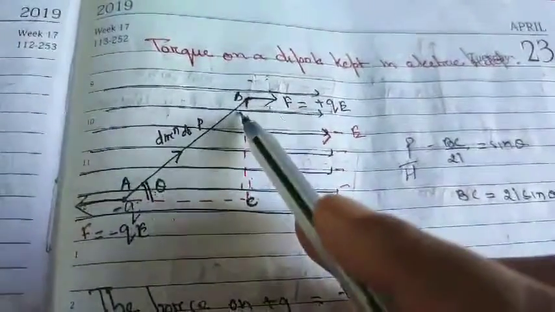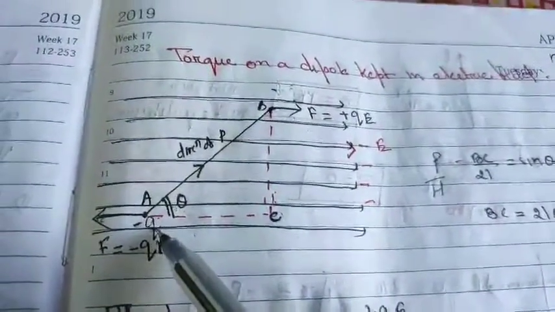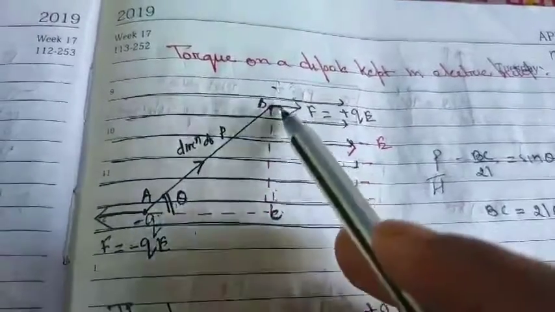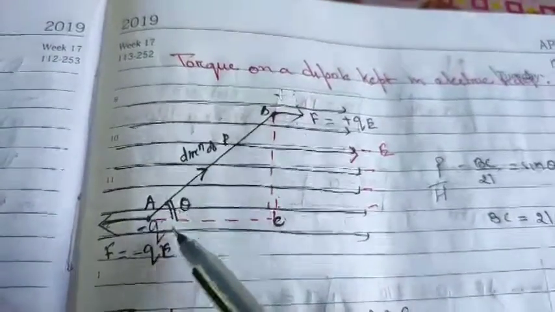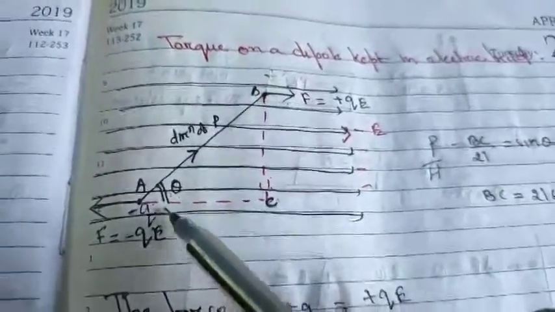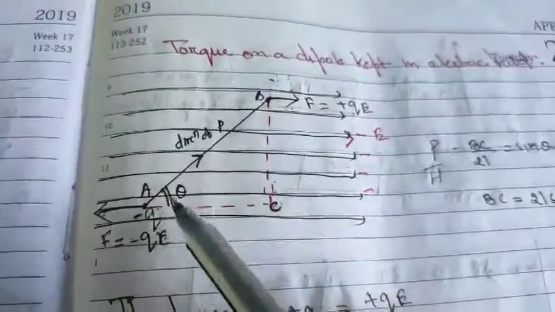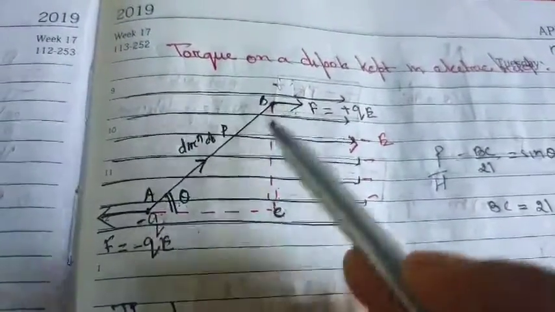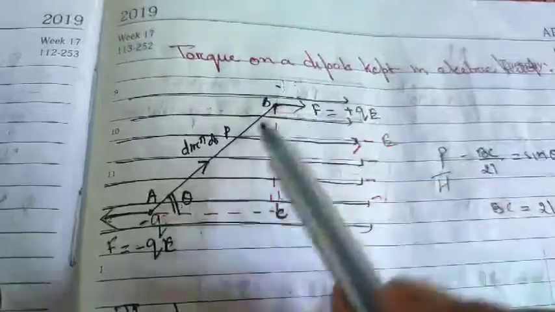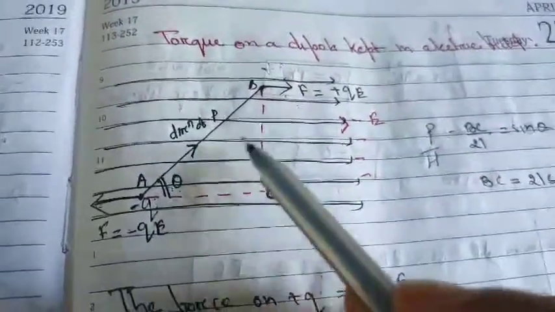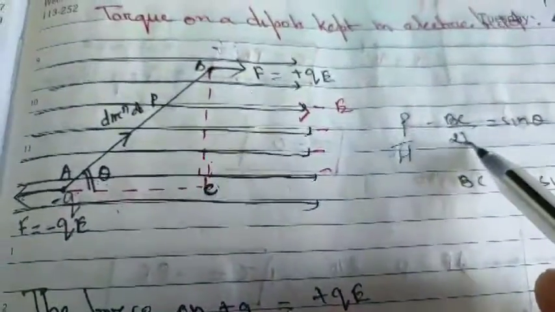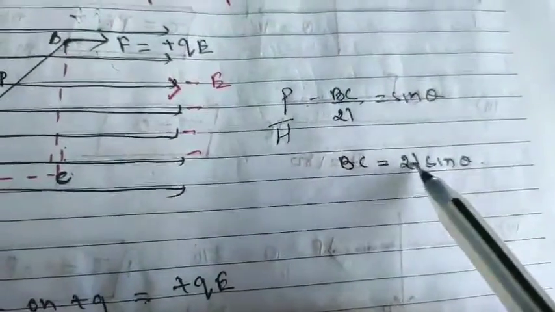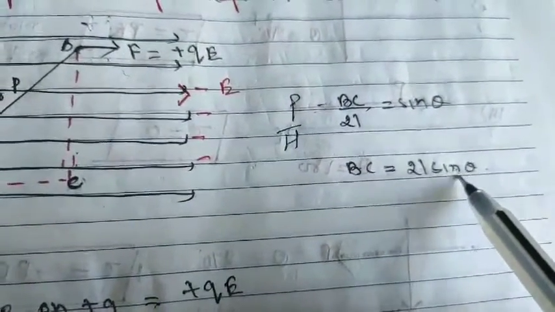So what is the value of AB? That is 2L. You know very well the distance of separation between two charges is 2L. In the previous section, if you have seen the video, I repeatedly told you the distance between the pair of charges acting in the form of a dipole is 2L. So BC is how much? BC is nothing but 2L sine theta. This much I hope you have understood.